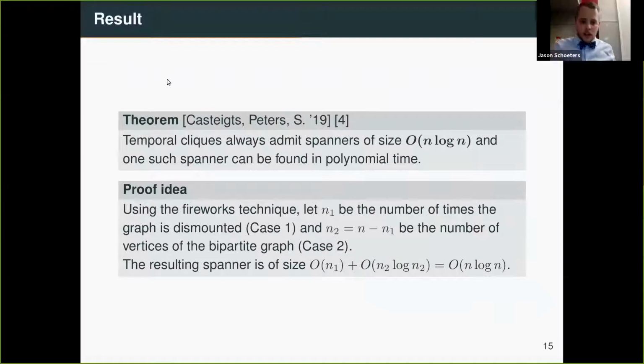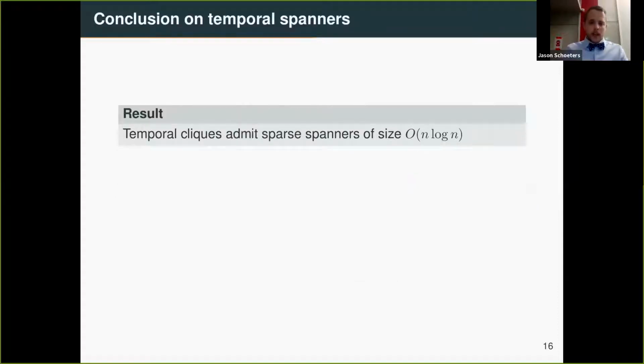Now continuing, we analyze whenever we go to case 1 and whenever we end up in case 2. And by analyzing these 2 cases, we can add these results together, obtaining a final result of a sparse spanner of size at most n log n. And also, this can be found in polynomial time, as a nice little additional result. So again, here's the result.